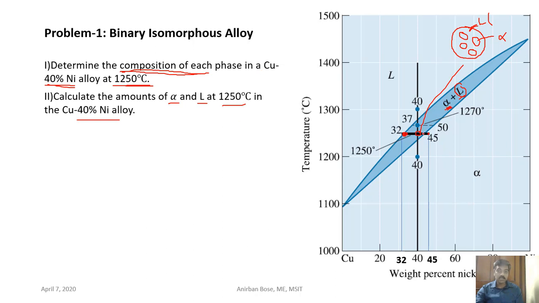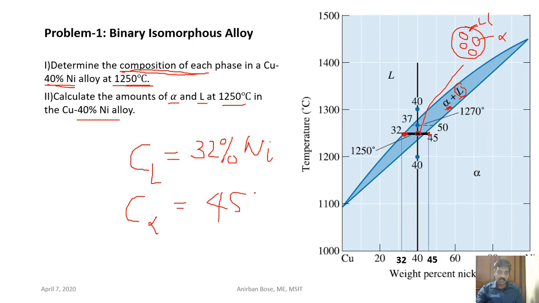So the answer is very straightforward. Where this tie line cuts the liquidus line will give you the composition of the liquid. So the composition of the liquid, if C represents composition and L represents liquid, is what? That is 32% nickel. So this is the composition. What is the composition of the solid alpha phase? In the alpha phase, the composition is 45, because the tie line cuts the solidus line at this point.